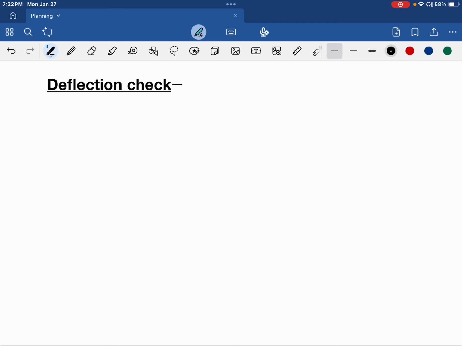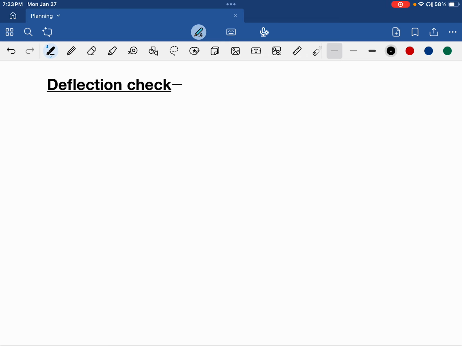This is an indirect method of checking, satisfying the deflection criteria suggested by the code. If you can satisfy this criteria, you can be assured that your deflections will be in limit. For checking deflection, first of all, you need to identify at which location you need to check that.